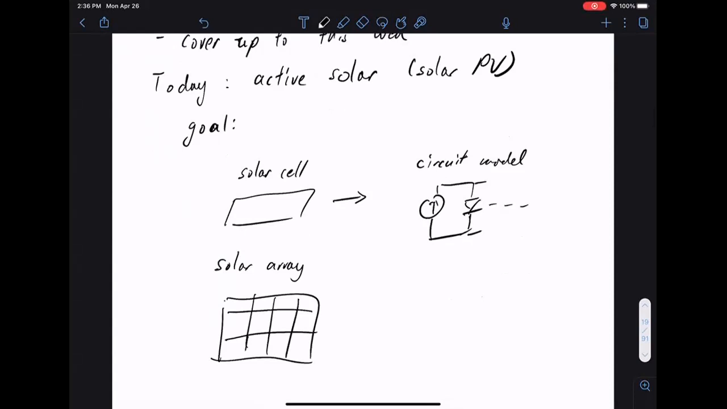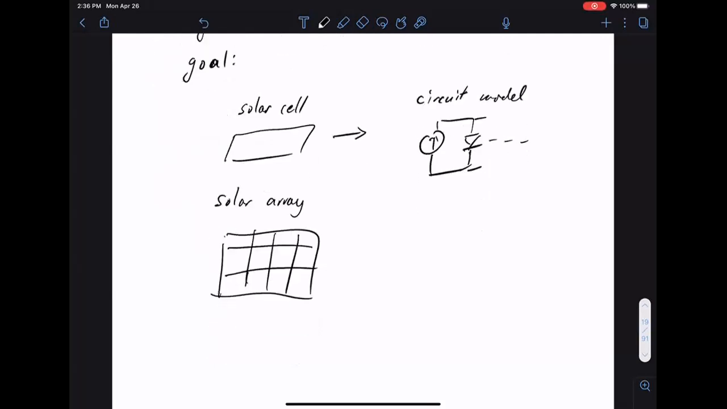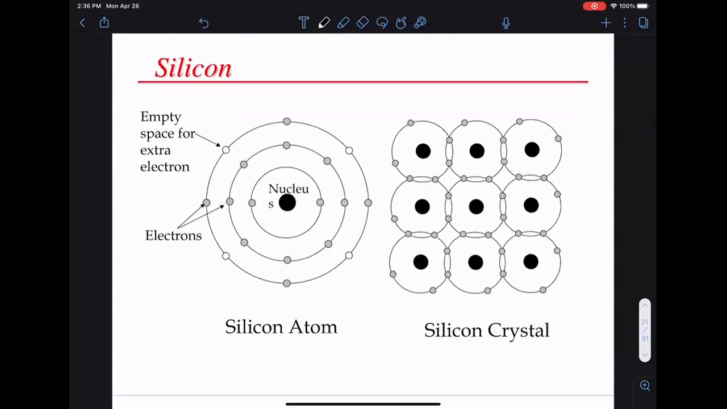So that's our goal, to take a solar cell, which the way it generates electricity is actually quite non-trivial. It's a very non-trivial way of generating electricity. But we're going to have a basic understanding such that we can get it to look like a current source with a diode. If you look at an active solar cell, we're going to talk about silicon-based solar.